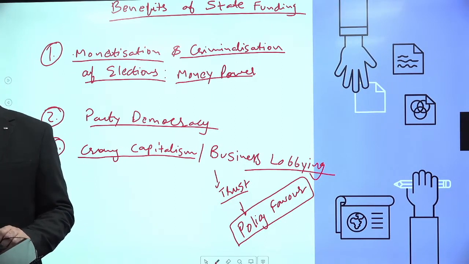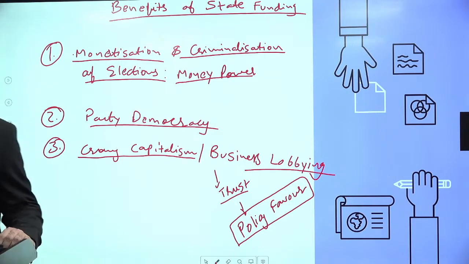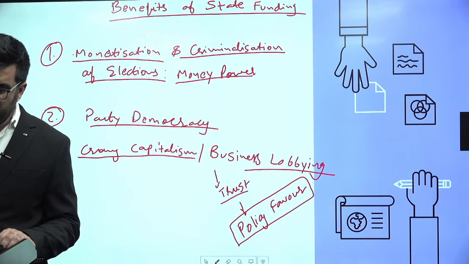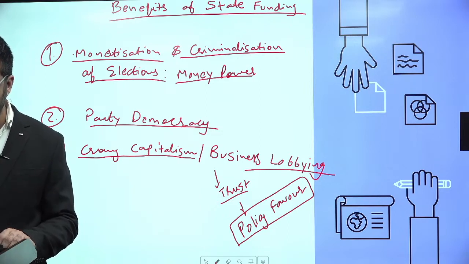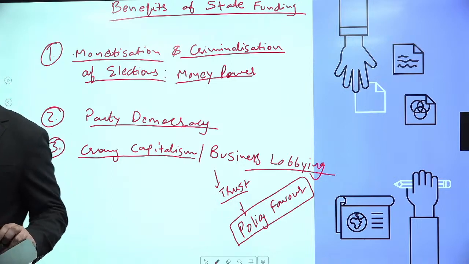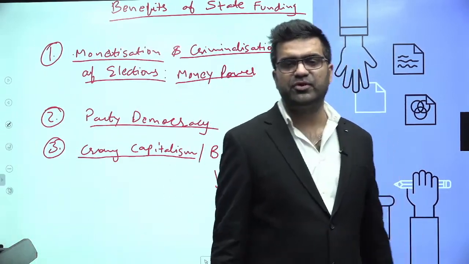State funding of elections, continuity में, ठीक है. State funding of elections ensures that it can break up the corporate political nexus. ठीक है, कॉर्पोरेट पॉलिटिकल नेक्सस, बिजनेस नेक्सस, कि अदानी को इतने पैसे दो, अदानी बदले में 6 एयरपोर्ट देगा.